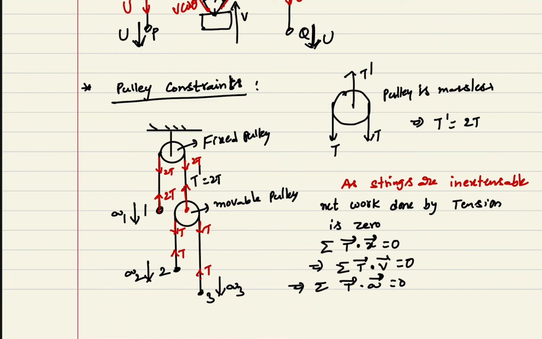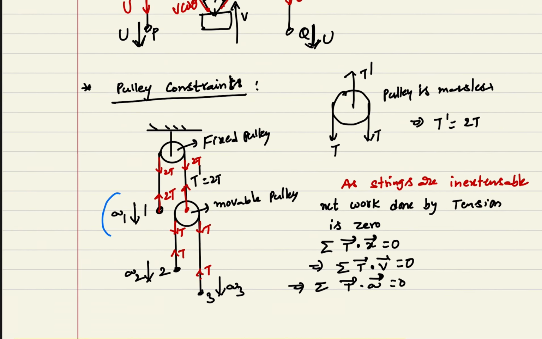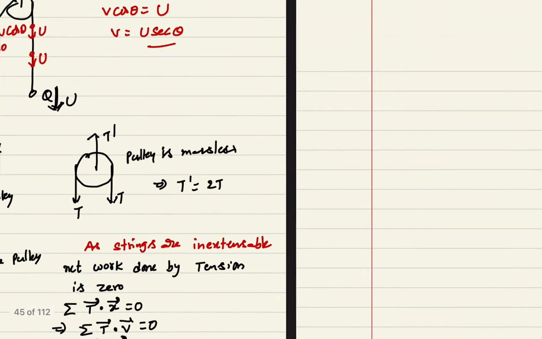Okay, now I am using the same relation and calculating here. If I write the T bar dot a bar on the first body, observe this carefully. On the first body, a1 is downward, 2T is upward. Angle between them is 180 degrees. On the second body, T upward direction, a2 downward direction. Angle between them is 180. On the third body, T upward direction and a3 downward direction. Angle between them is 180 degrees.